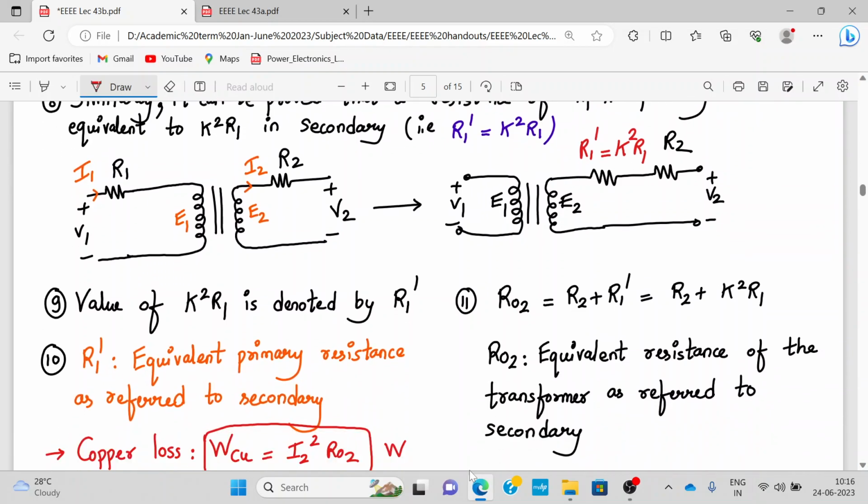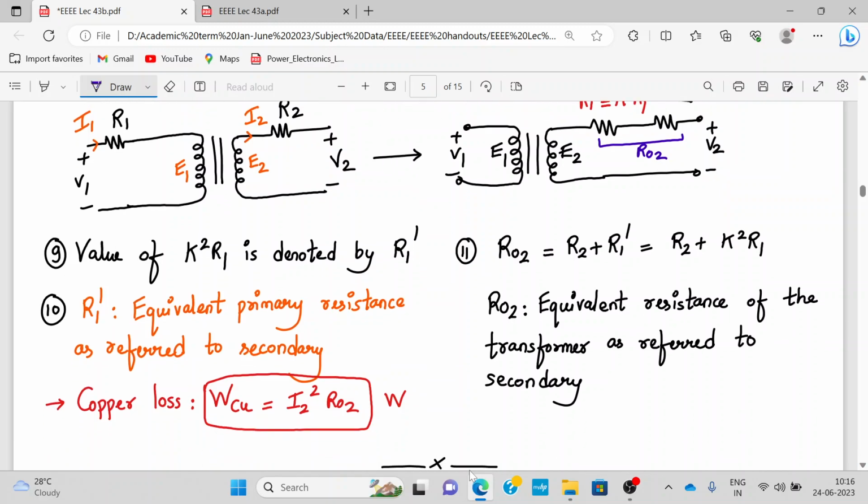And what is this K? K is the transformation ratio. So the value of K square into R1 is denoted by R1 dash. And what is R1 dash? It is the equivalent primary resistance as referred to secondary. The combination of this R1 dash and R2 together we can call R02, and R02 is given as R2 plus R1 dash. And what is R1 dash? K square R1. So R02 is R2 plus K square R1. R02 is the equivalent resistance of the transformer as referred to the secondary.